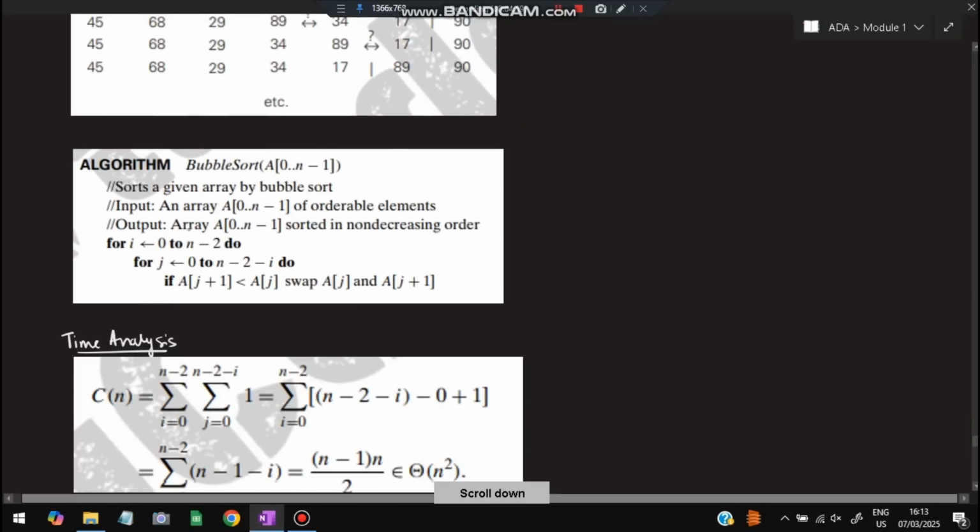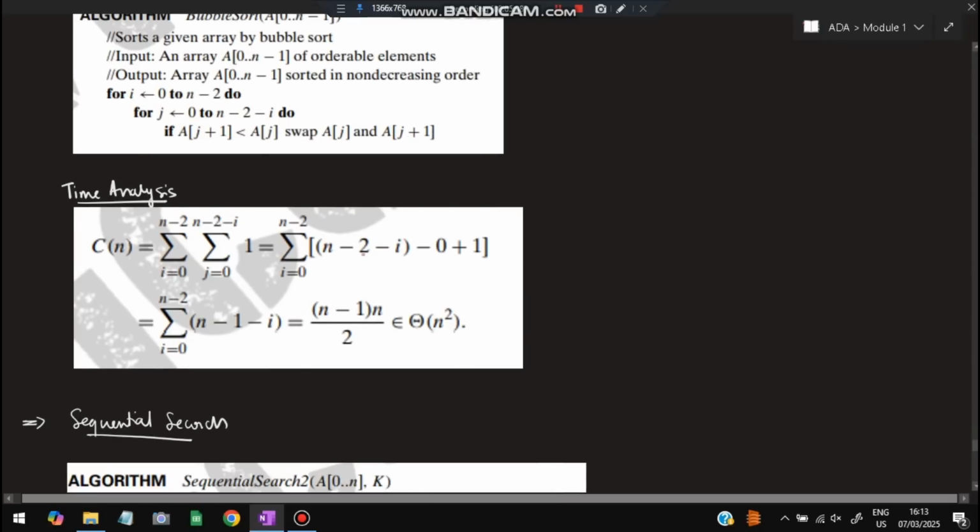Now here also the code is similar. 0 to n minus 2, and 0 to n minus 2 minus i. Each time we are checking and swapping. So the time analysis is also very simple here. We just have to expand these notations, and we'll multiply it with the n minus 2 value. We'll be getting this value, which is n square here.